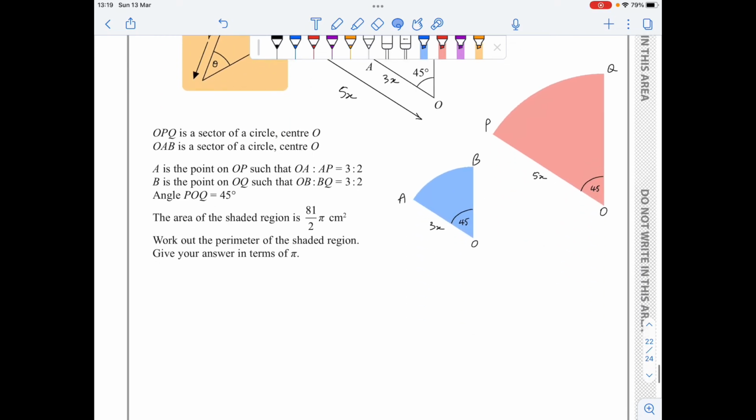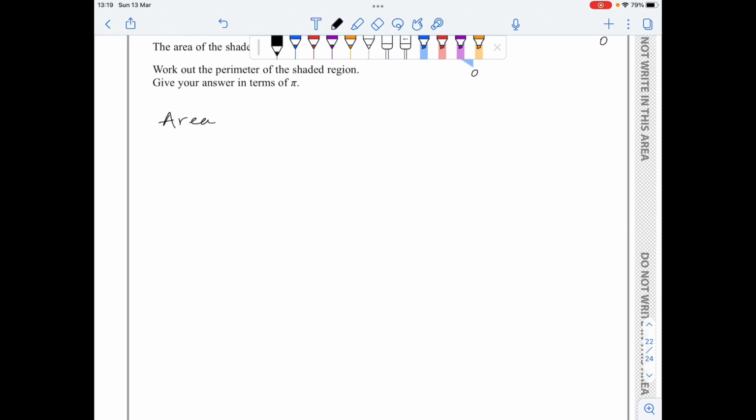So let's begin. The area of the shaded region is the area of the big sector, the one in red, 45 over 360 times pi r squared, where the r I'm going to use is equal to 5x, minus the area of the blue sector, 45 over 360 times pi r squared, with r being 3x. Now the area is given as 81 over 2 pi.